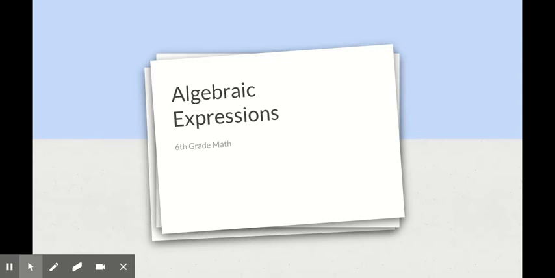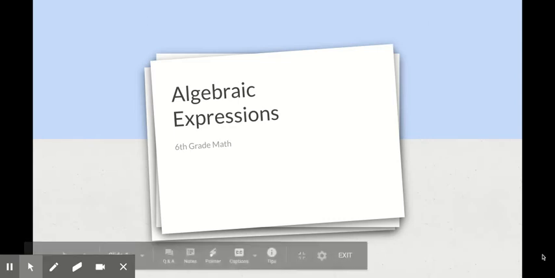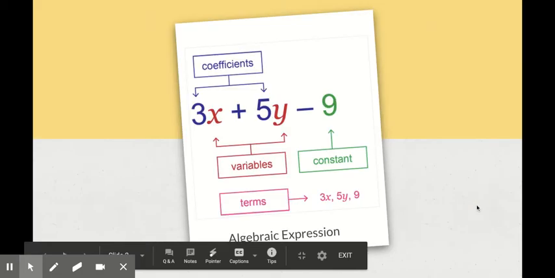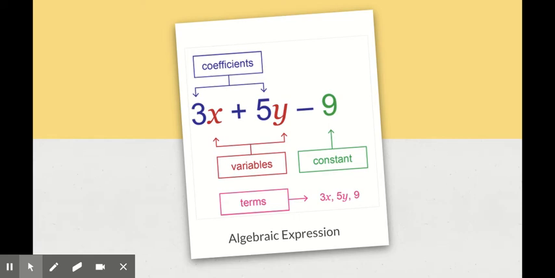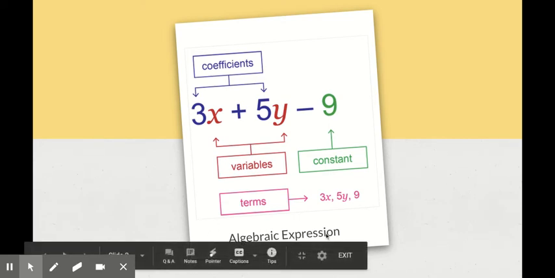And if you do not, you need to grab your notebook now so that you can take some notes to write down these vocab words. Let's get started. Okay, so our first vocab term is the term algebraic expression.